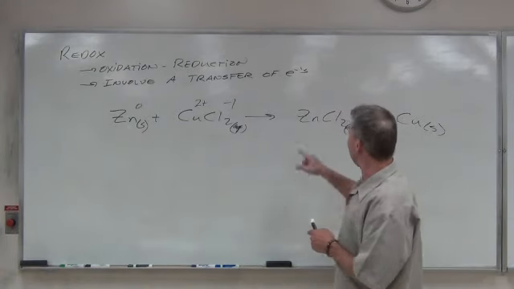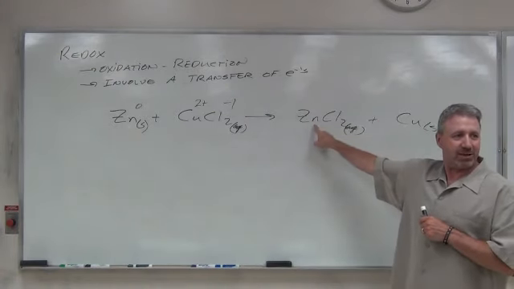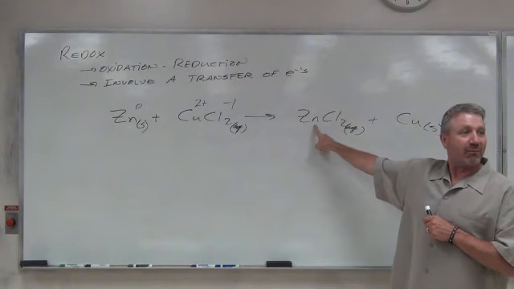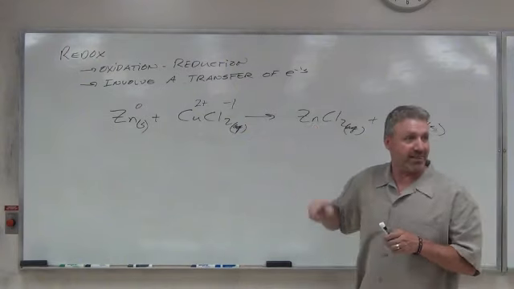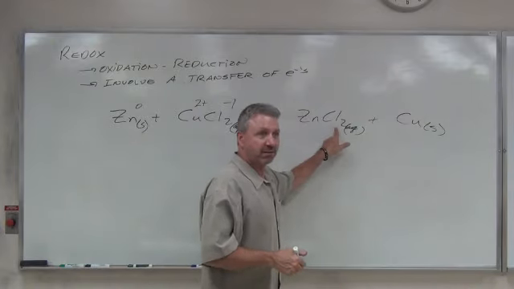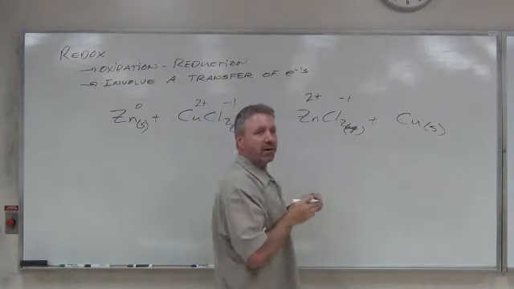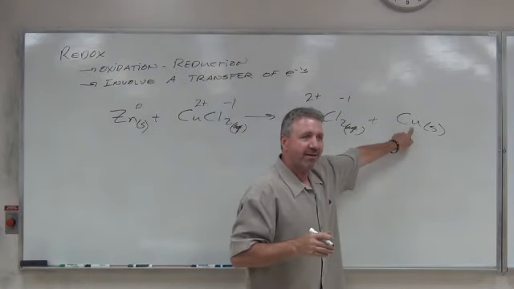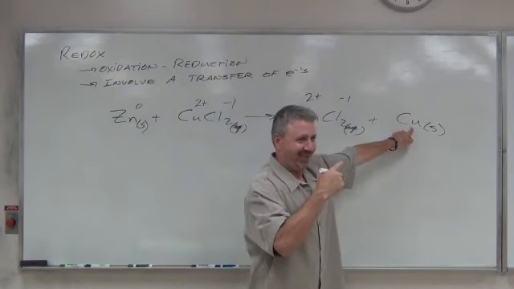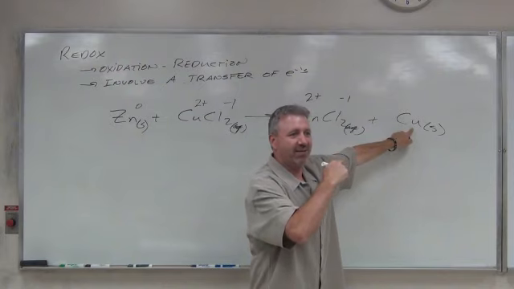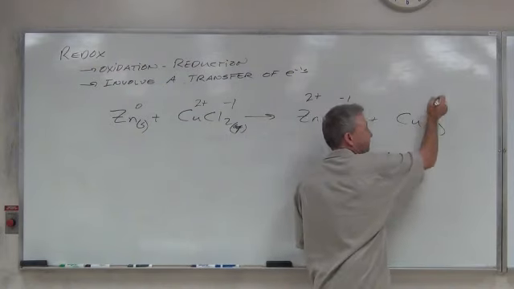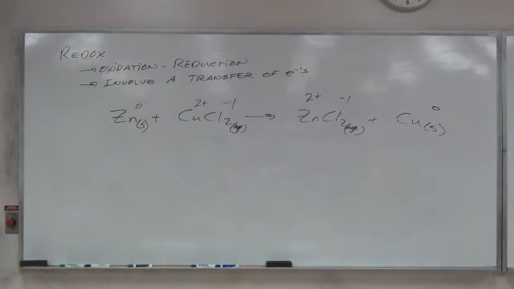Okay, how about zinc? What's zinc's oxidation number? 6. It's not written by itself, is it? 2. It's 2. See, now it's with the chloride. What's copper? See how it's written by itself? Now it's 0. You see it?